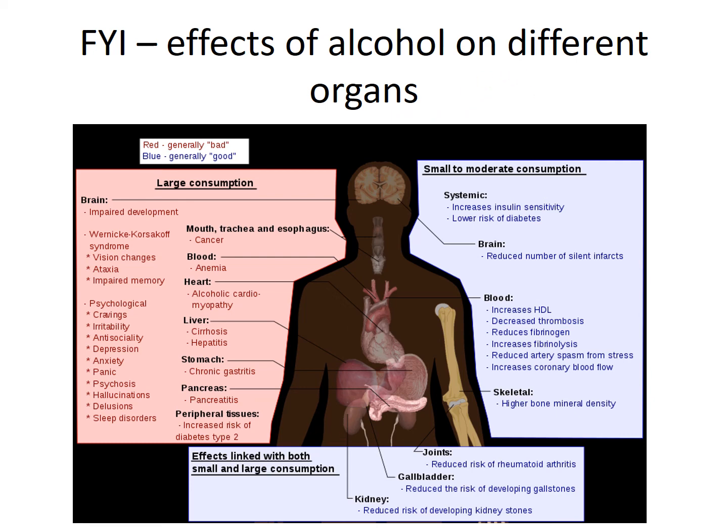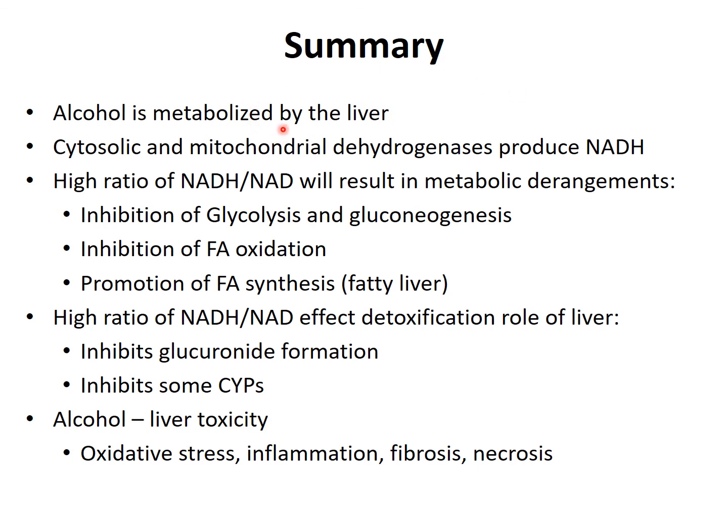So in summary, I talked about alcohol metabolism. Please remember the two dehydrogenases. One is cytosolic, the other is mitochondrial. Please remember that this system produces NADH in the cytosol and in the mitochondria, and this increased ratio of NADH to NAD will halt normal metabolic processes, including glycolysis and gluconeogenesis. It will also halt fatty acid oxidation, and it will actually promote fatty acid synthesis, which can lead to fatty liver disease.